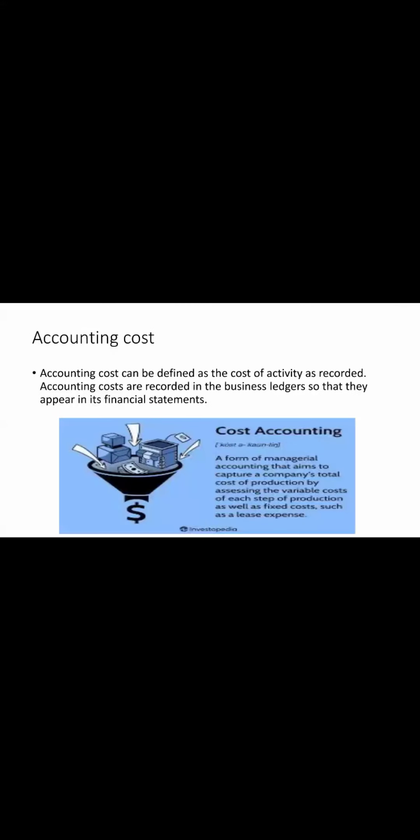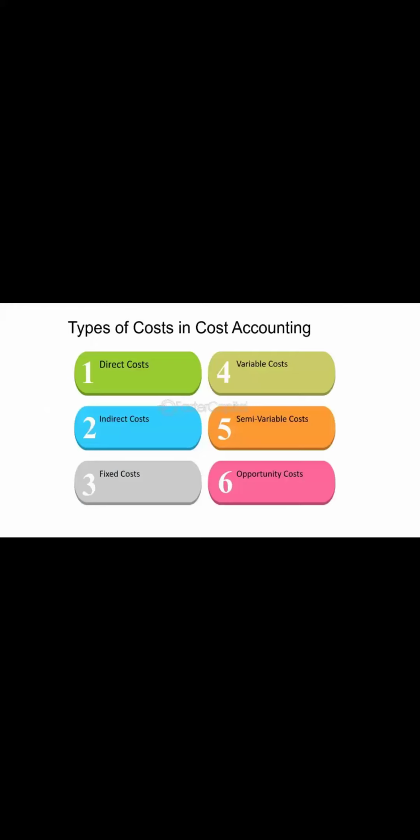Accounting cost can be defined as the cost of the activity as recorded, like what I told you just now. Direct cost, indirect cost, fixed cost, variable cost, semi-variable cost, and opportunity cost. We'll deal with some of these.